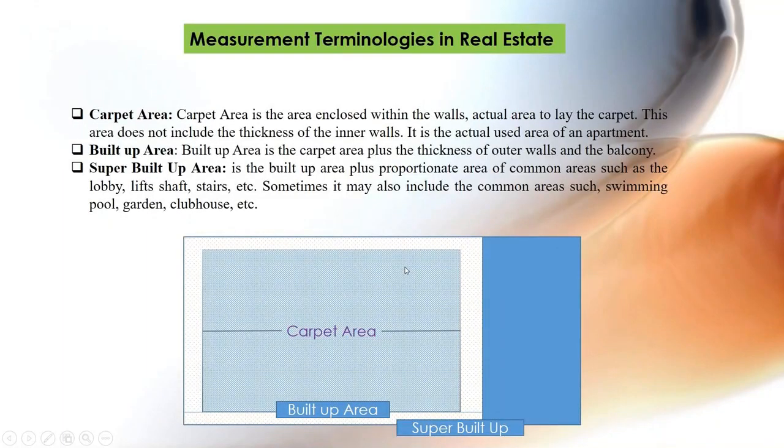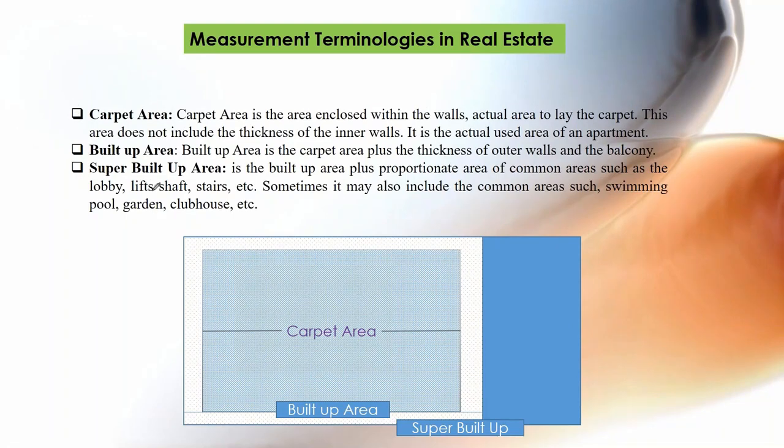Measurement terminologies in real estate. Okay, I have included just three different measurement terminologies in this PPT. So first is the carpet area. In different countries we have different terminology, but in India these are the major terminologies: carpet area, built up area, and super built up area.